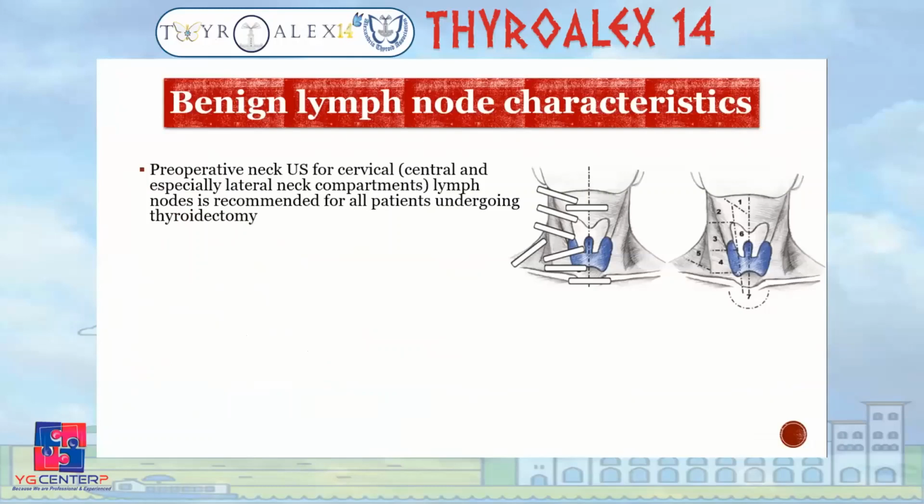Also, we should be familiar with the lymph node characteristics, because they are very important for the staging of thyroid cancer. We see here that this is the sixth compartment of the neck, and this is the seventh. They are the central compartments, and the third, fourth, and fifth are the lateral compartments of the neck.